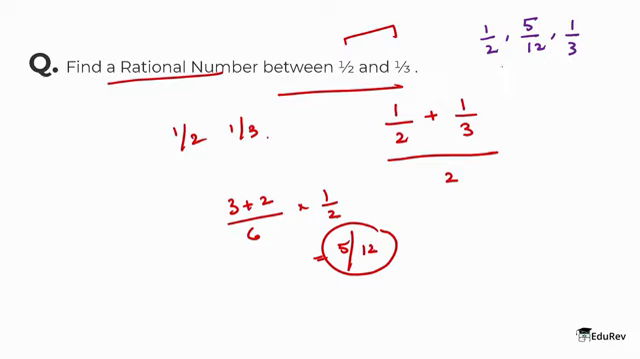And similarly, in the way I have explained earlier, if I want to find more rational numbers, I can simply find the average of this, then the average of this. So it will be half, x, then 5 by 12, then y, then 1 by 3, and so on. This process will go on. So I hope you have understood this question and all the concepts which we have discussed in this lecture.